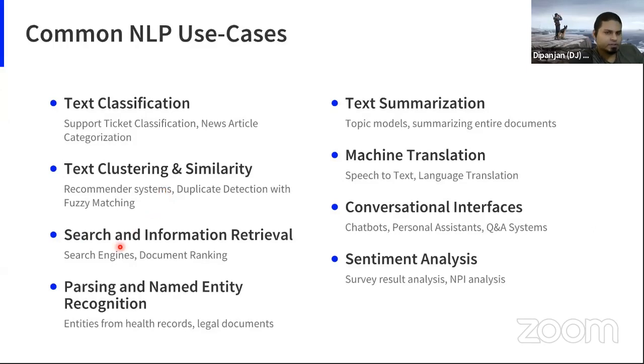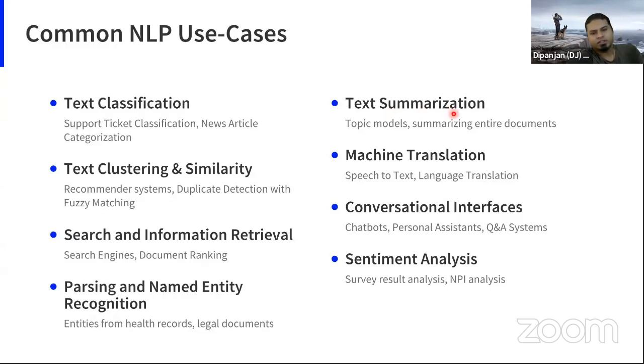We discussed search and information retrieval, where you can build your own custom search engines. You can rank documents based on some input search string or search terms which were entered. You can parse documents and extract the key entities out of them, like entities from health records, legal documents, and so on. You can summarize entire huge text documents to extract the key essence, that is known as text summarization.